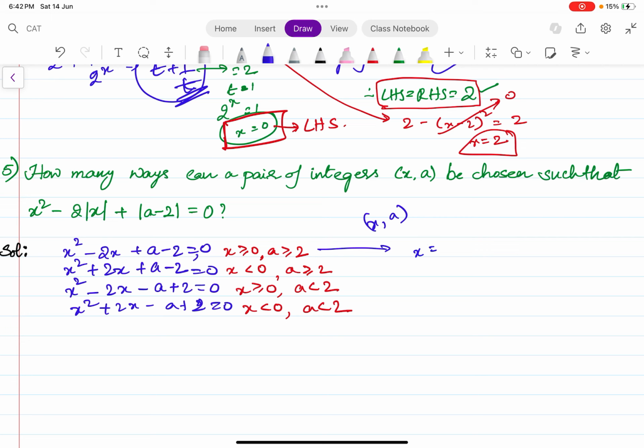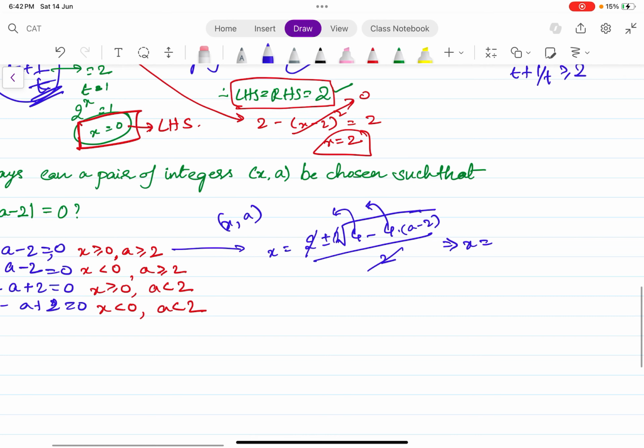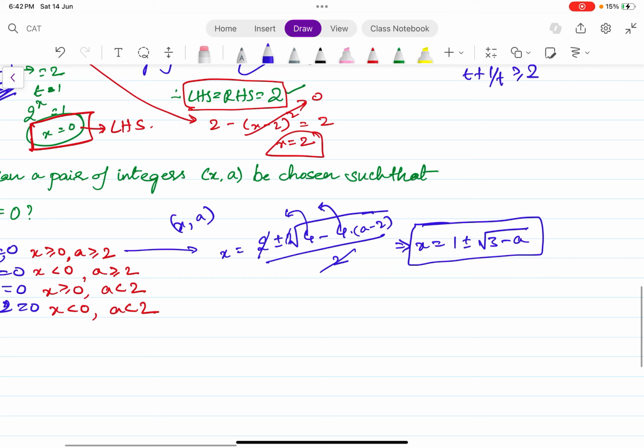So let me directly find out the value of x. How do you do that? You can use the minus b plus or minus formula, and using that you get minus of minus 2 plus or minus square root of b square, 4, minus 4ac, 4 into a into c, divided by 2a, of course. So if I take out 4 from the square root, it becomes 2, and then I can cancel 2 on both the numerator and denominator. So what will I be left with? I will be left with x is equal to 1 plus or minus square root of 3 minus a. So this is your final value of x.